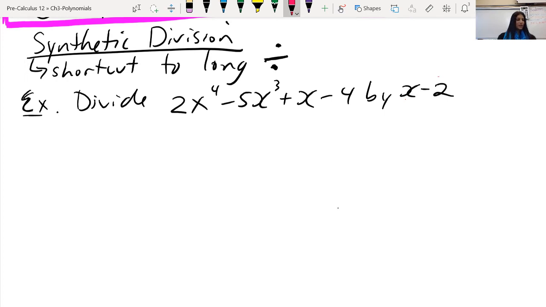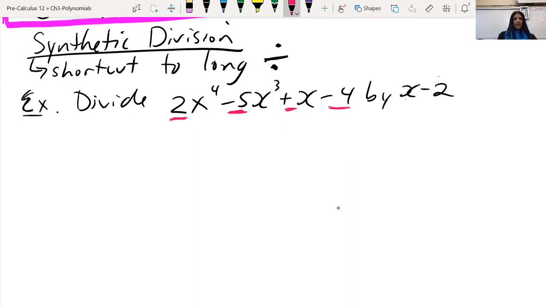Okay, so here is the first thing that we would do. We would take this and rewrite, and we're going to look at all the coefficients. So there's a 2, there's a minus 5, actually, why don't I put it in front of here, because that's not the coefficient, that's the variable. There's nothing there, it's a 1, and then a minus 4.